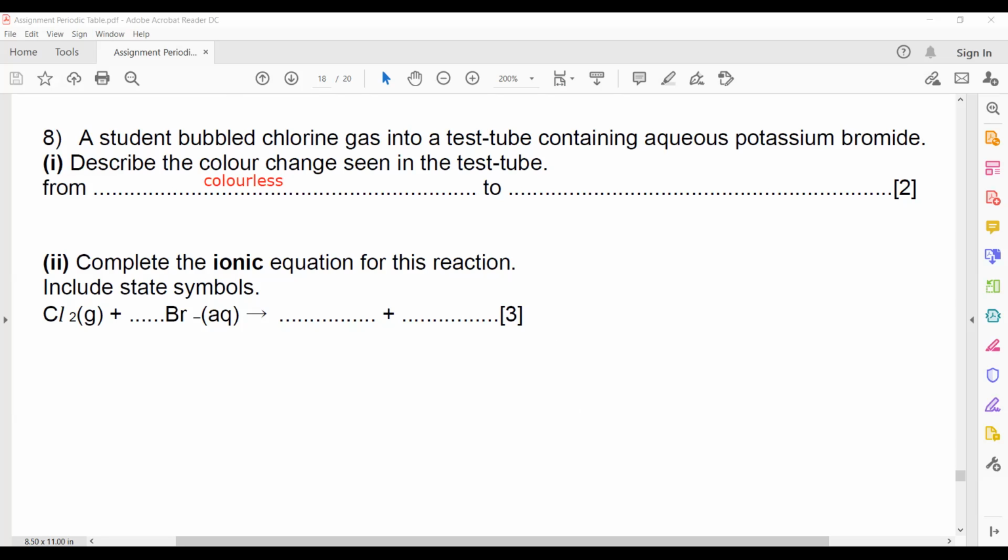And as a result, it will form bromine. So orange is acceptable. Orange, brown, red-brown, these colors are acceptable. Normally bromine water is orange in color. This is the true color, orange. Acceptable answers are red, brown.